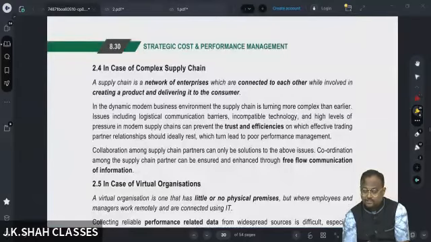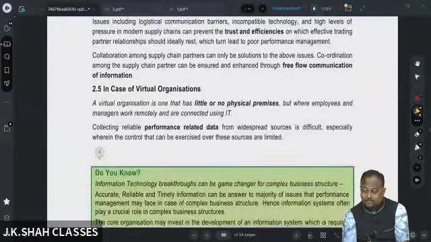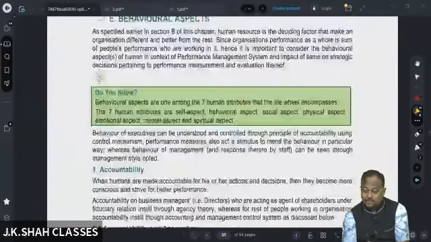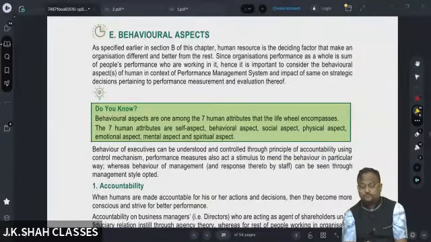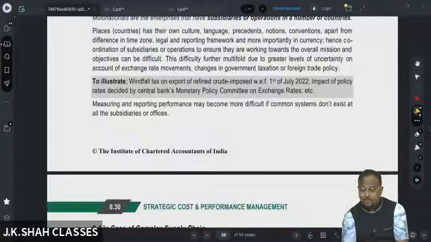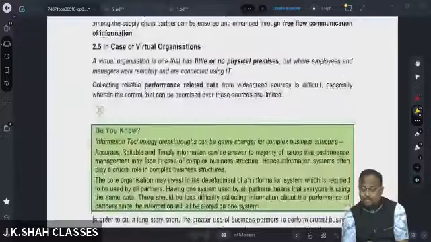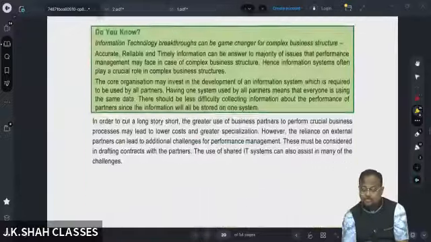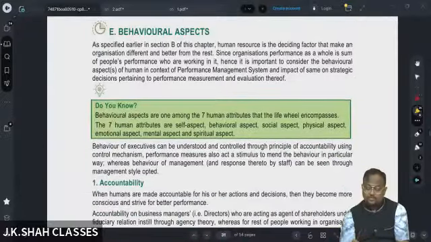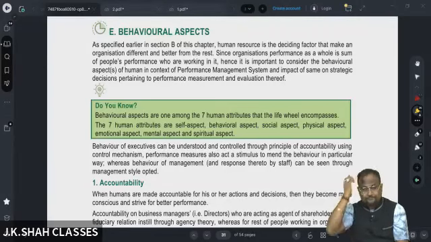In case of multinationals, read the next three. Multinationals, complex supply chain and virtual organization. Read them, you will mostly find repetition. Go through that.